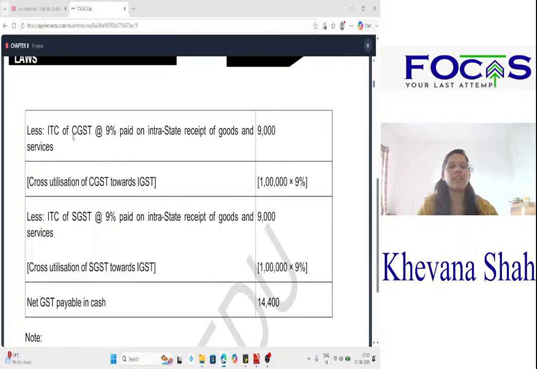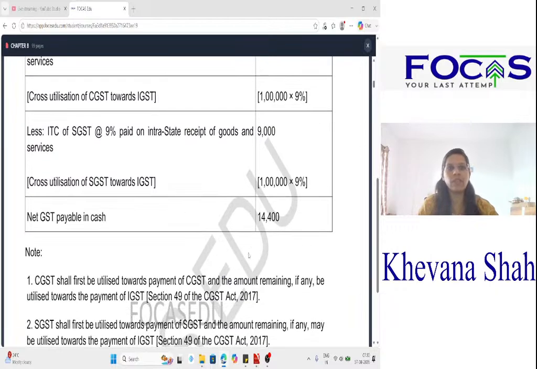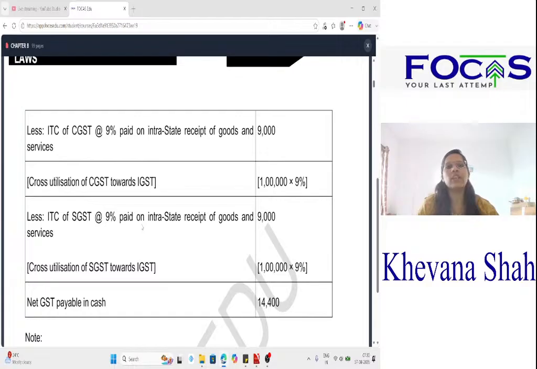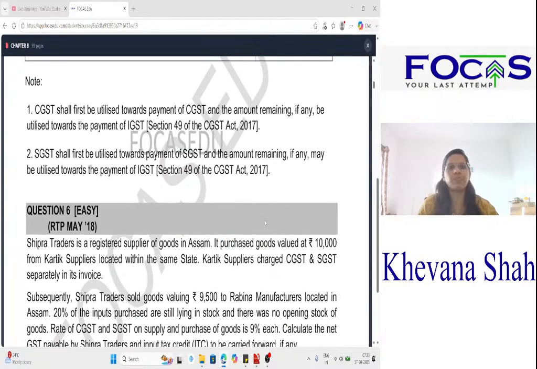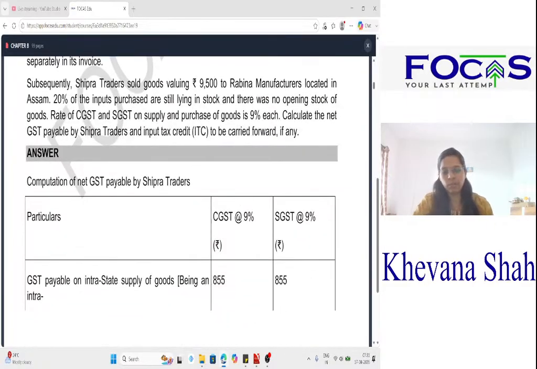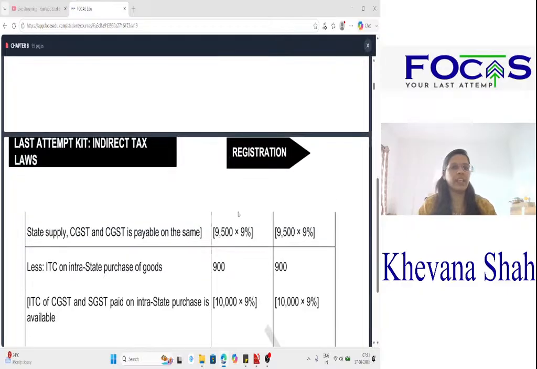Now from that we will reduce the ITC of CGST at the rate of 9%, which is paid on intrastate receipts of goods and services, that is on 1 lakh rupees, 9% comes to 9,000, and you have ITC of SGST also on that 1 lakh rupees, 9,000 again. So the net GST that will be payable in cash in this case will be 14,400 rupees. Now come to question number 8.